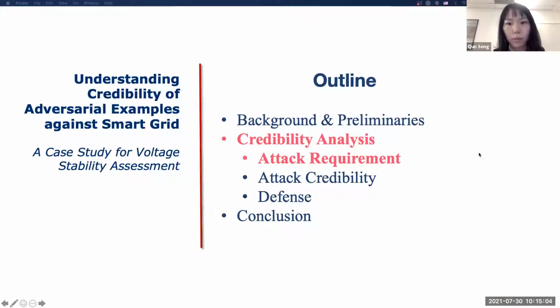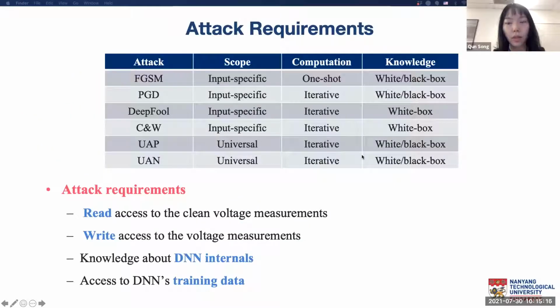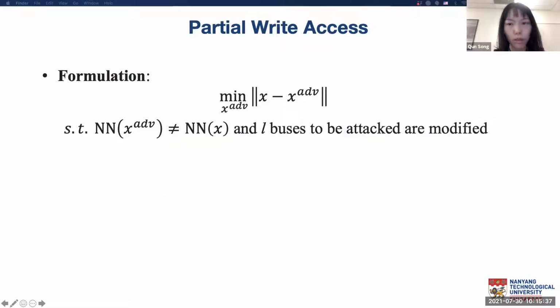In what follows, I will present how we analyze the credibility of each attack through our investigation experiments based on the VSA case study. The first step for the analysis is to find out the requirements for crafting each attack. According to our study, the requirements contain read access and write access to the clean voltage measurements, knowledge about the DNN's internals, and access to the DNN's training data. In the VSA case study, the number of buses that the attacker needs to tamper with is a key requirement and indicates the difficulty of crafting the attack.